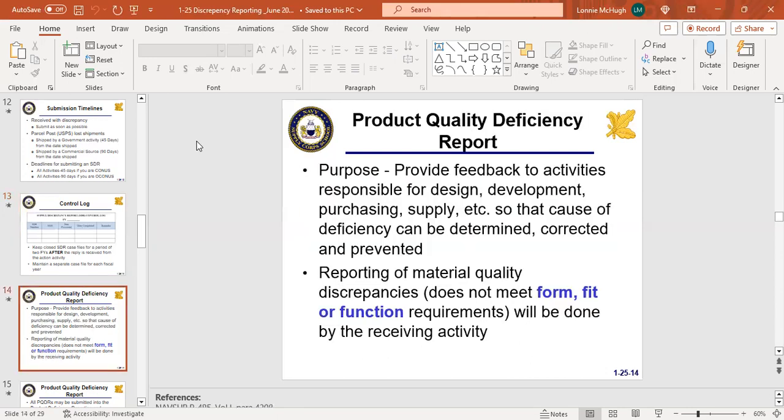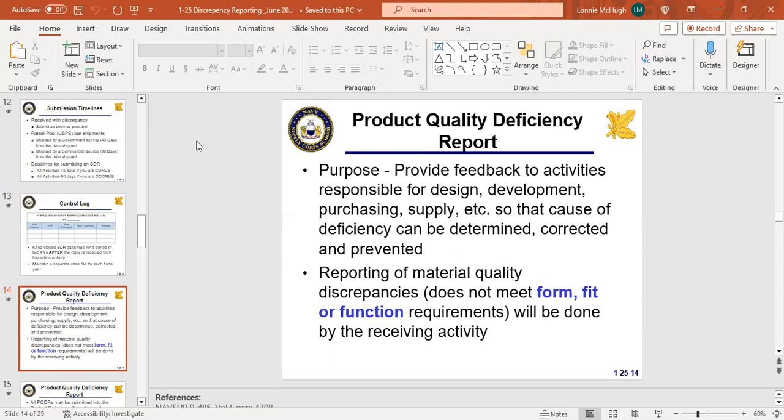All right. Moving on to the QDR. So the purpose of the QDR is to report anything that we purchased that shows up incorrect. So it's out of spec. It doesn't fit. It could be dangerous. It does not meet form, fit, or function. Those are the three big words that they focus on: form, fit, and function.